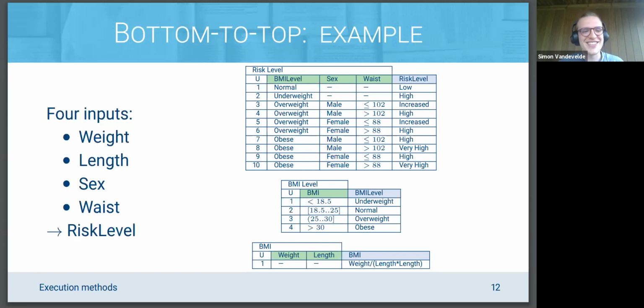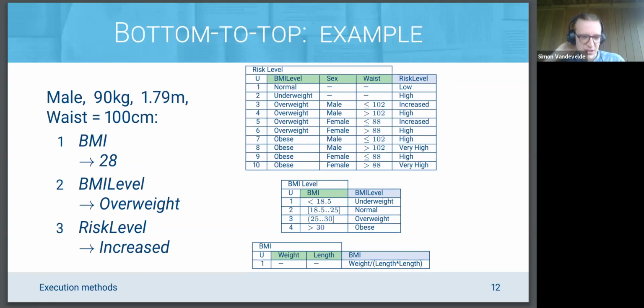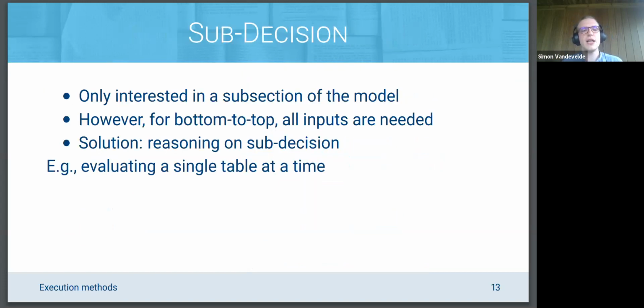Actually, I had a slide for that. So, for example, if we have a male of 90 kilograms who is 1.79 meters tall and has a waist of 100 centimeters, we would find out BMI 28, so overweight, and thus increased risk level. Again, all very, very basic stuff.